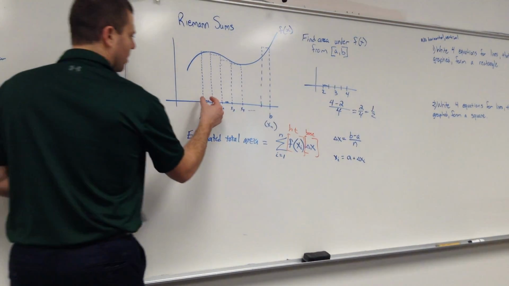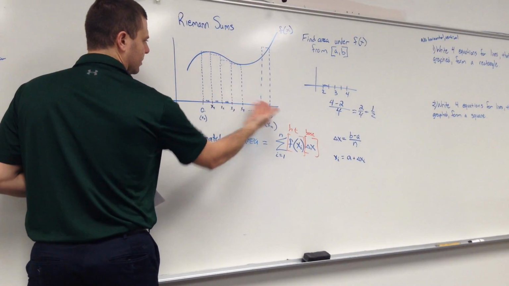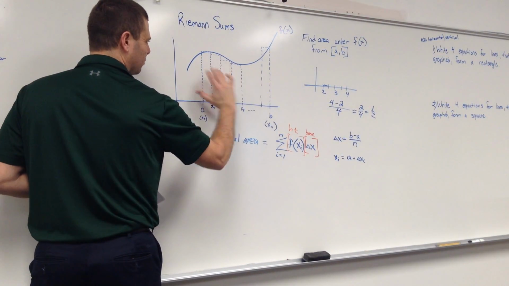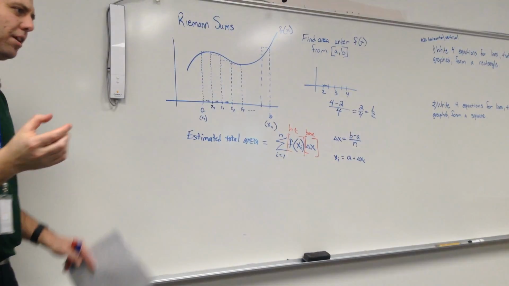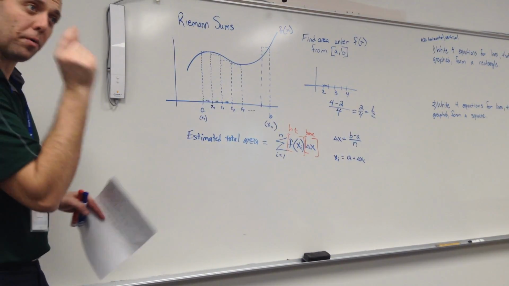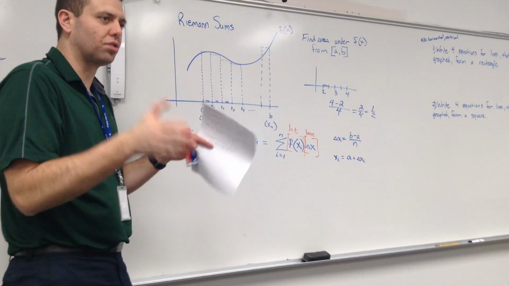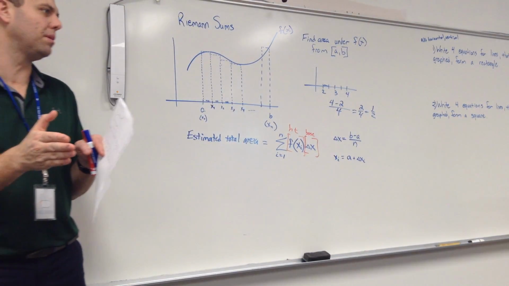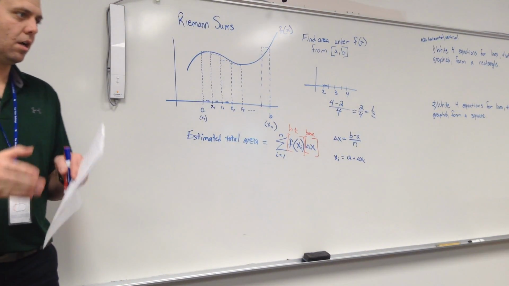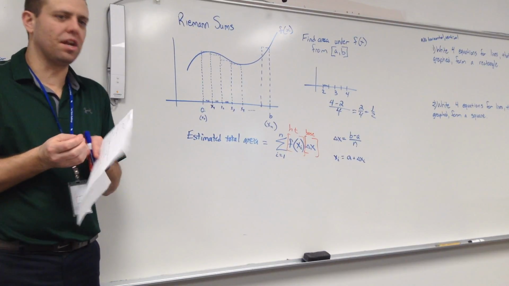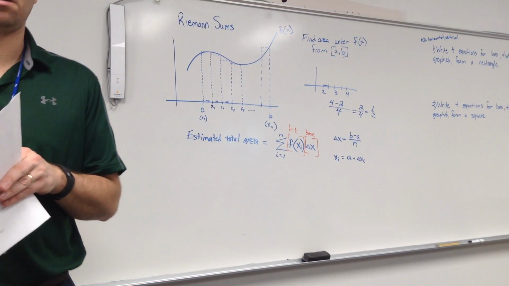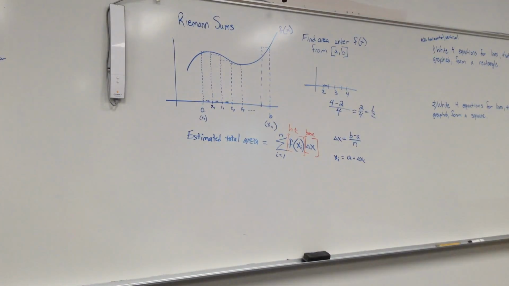Now, clearly, splitting it up into these rectangles, I'm not going to be super accurate. But the more rectangles there are, the skinnier the rectangles get, the closer and closer my answer is going to get to being correct, right? So what if I can make an infinite number of rectangles? That would be as exact as we can get.